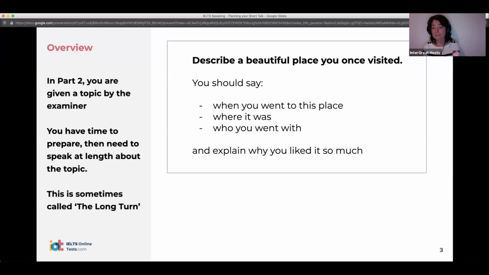Okay. So before we look at that one specifically, let's have a look at some true false statements about the IELTS speaking and the part 2, because it's quite common. Sometimes there are some misconceptions about what you have to do and what you don't have to do with the IELTS.